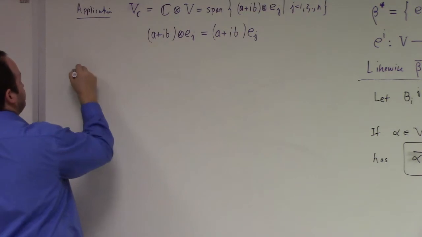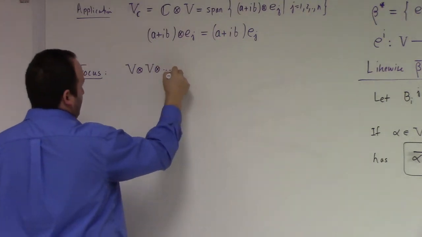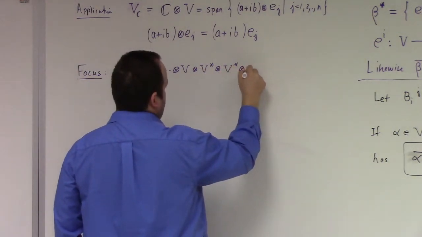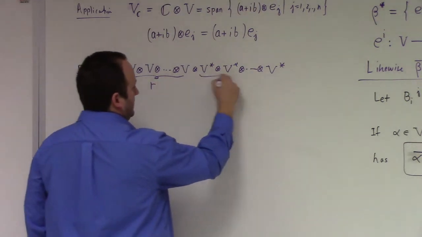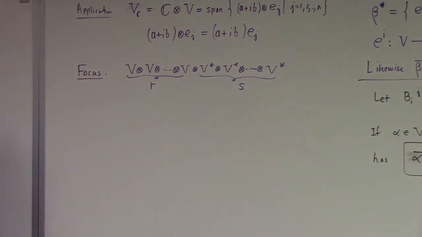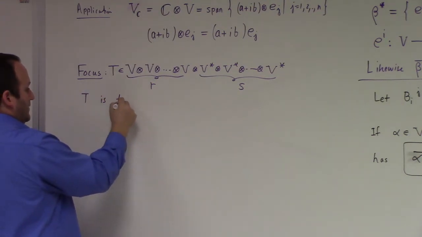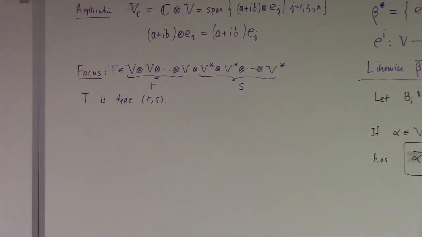All right, just to focus a little bit more. If we're talking about V tensor V tensor V, tensor V dual, tensor V dual, tensor V dual, and let's suppose I have r copies of this, and suppose I have s copies of that, a tensor in there is said to be of what type? It's type (r, s). So T, an element of this, is of type (r, s).